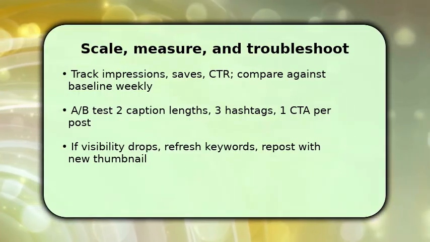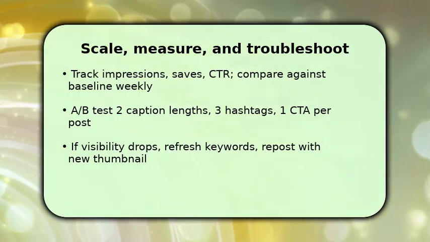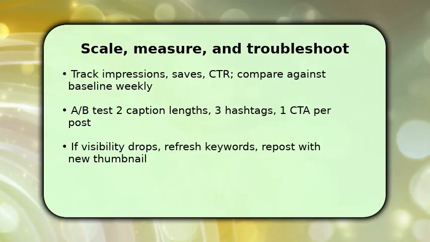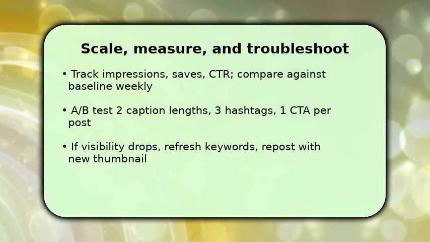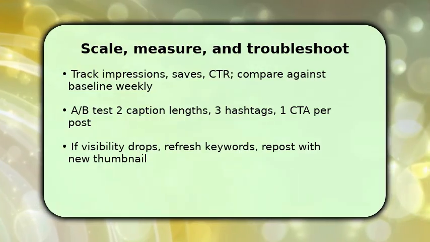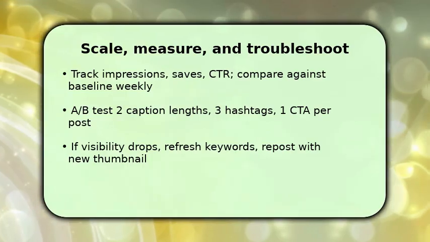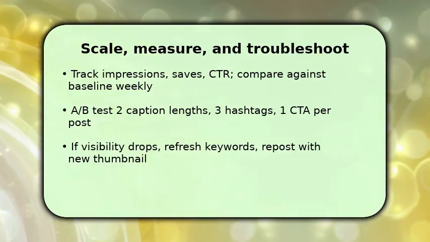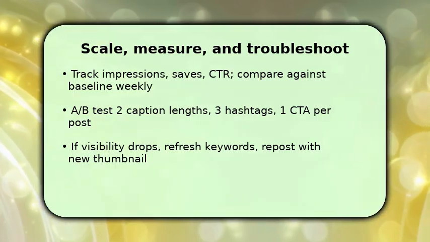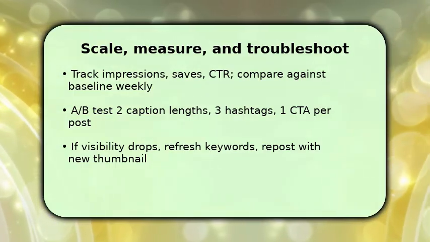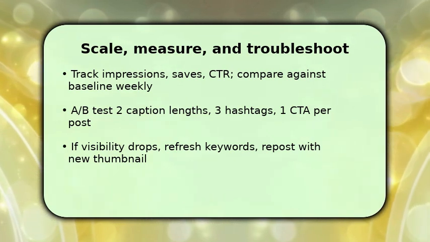Once you identify top performers, A/B test 2 caption lengths, 3 hashtag mixes, and 1 consistent CTA to isolate impact. If visibility drops, don't panic. Refresh your keyword set, swap the thumbnail or lead image, then repost or boost the piece. One key troubleshooting tip. If reach stalls, audit recent algorithm changes and update metadata accordingly.